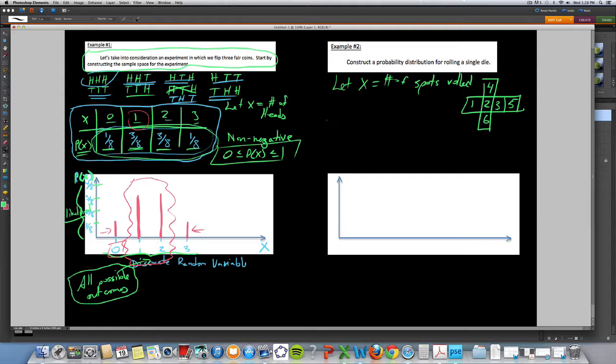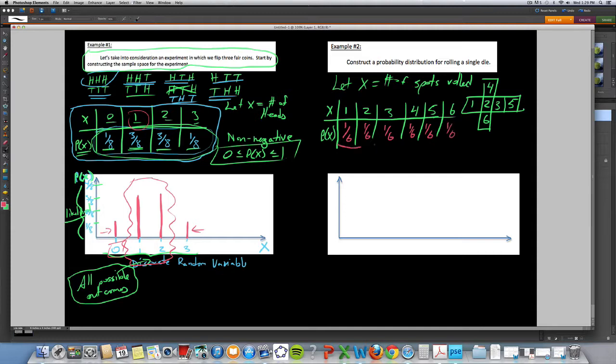So if x represents the number of spots, first of all we create our probability distribution, where we list the number of spots that we could get. I could either get 1, 2, 3, 4, 5, or 6. And of course, if we were to find the probability for each of these, they all have a 1 in 6 chance of occurring. The probability that you roll any of these numbers individually is 1 in 6.